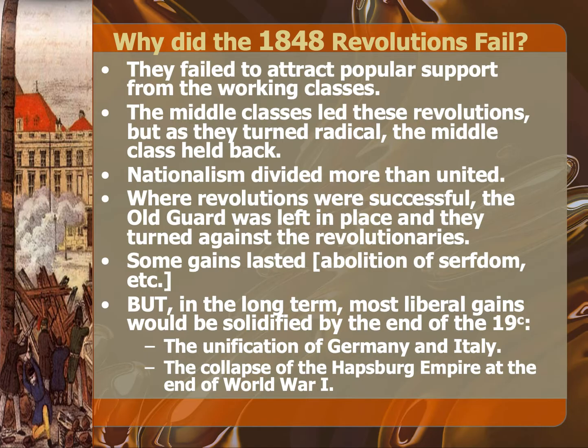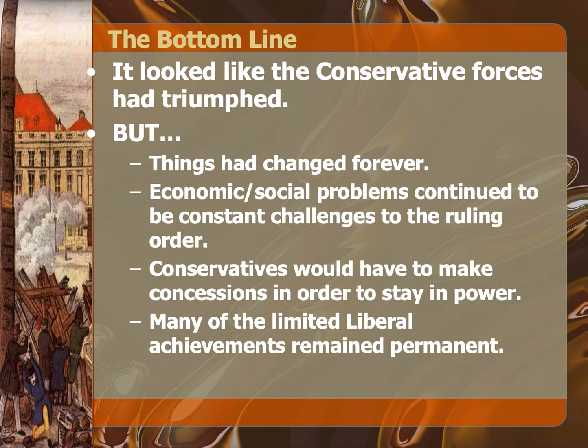Some gains lasted, like the abolition of serfdom, but in the long run, most liberal gains would not be solidified until the end of the 19th century, when we see the unification of Germany and Italy and the collapse of the Habsburg Empire at the end of World War I. So it looks like conservative forces had triumphed, the turning point that failed to turn. But things had changed forever. Economic and social problems continue to be constant challenges to the ruling order. Things are not just going to be all easy for them.